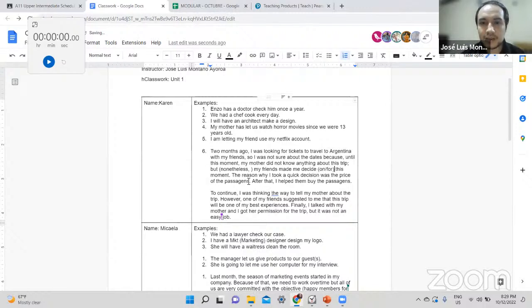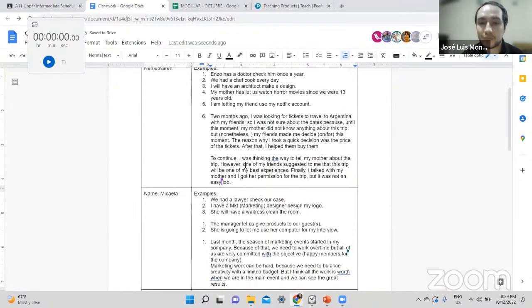Okay. The reason why I took a quick decision was the price of the tickets. All right. After that, comma, I help them buy the ticket one more time. Okay. Or instead, actually, as you mentioned that before, buy them directly. Okay. In order not to repeat the idea one more time.